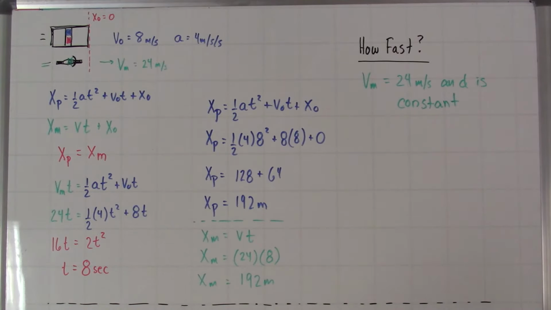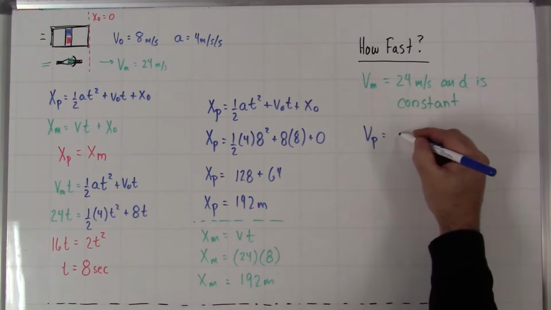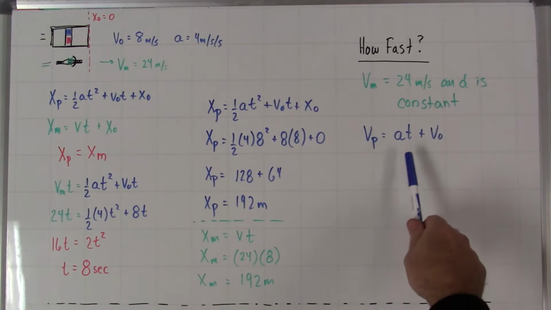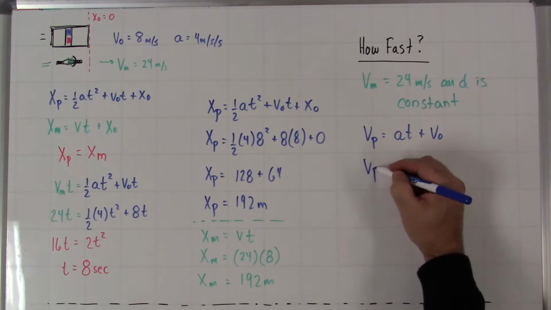So how fast is the motorcycle moving when the cop car catches up to him? The answer is 24 meters per second, because it's constant the whole time. The velocity of the police car, however, is determined by at plus v0, where a is the acceleration, t is the time, and v0 is the initial velocity.